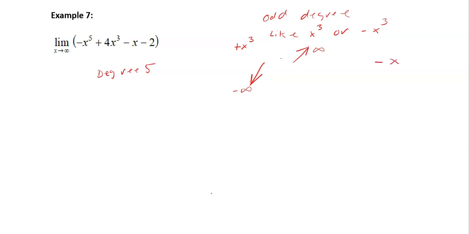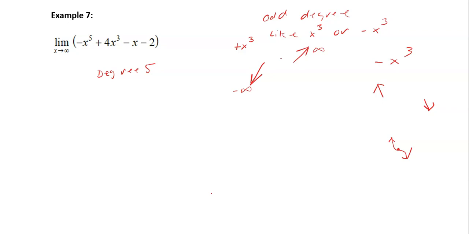But if I had negative x cubed, those would be flipped around. As I move to the left, y rises. As I move to the right, y falls. Because the graph of negative x cubed is like that, where that's your origin. Okay?